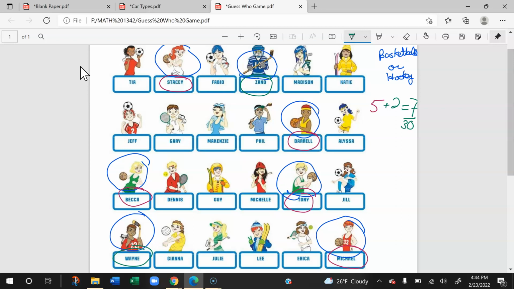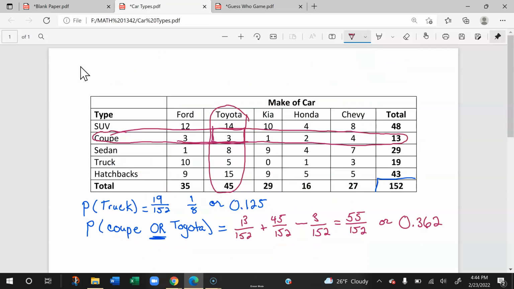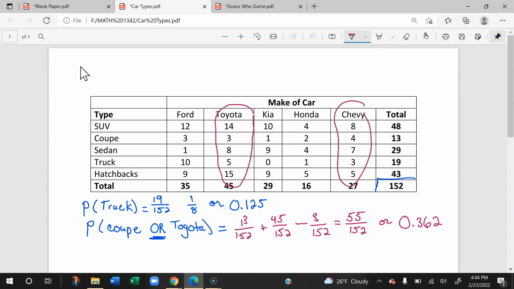Basketball or hockey, those things are mutually exclusive. In this particular instance, you cannot be doing 2 sports at the same time. So you have no overlap. Now let's go back to the car types. If you think about mutually exclusiveness here, that is if I wanted a Toyota or a Chevy. Notice that there's no intersection. Same thing would happen if I said I wanted an SUV or a truck. Those 2 rows would not intersect. Those things would be mutually exclusive. So you wouldn't have to worry about this part right here.